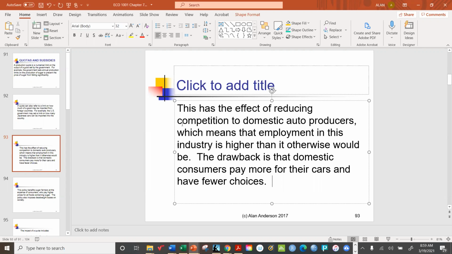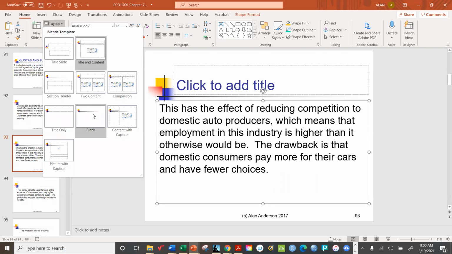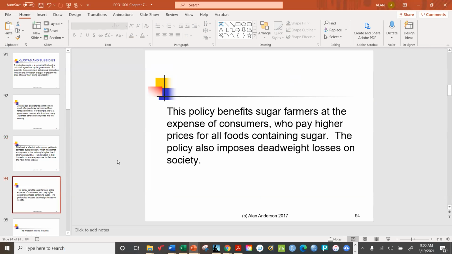And of course, in spite of all of this, the US auto industry is just at a fraction of what it was even 20 or 30 years ago. No matter how much the government protects an industry, if it's not efficient, it's not going to be able to compete with foreign countries and it will eventually disappear. But anyway, so this is what quotas are all about. Again, there are numerical limits on production. And so the net effect will always be that there will be some dead weight loss imposed on society because of higher prices and because of less choice.